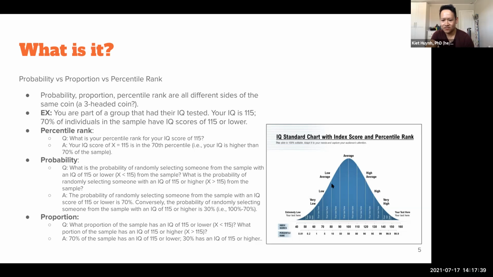You look here, from 80 all the way to 120. If you have an IQ score from 80 to 120, then you're in the average range. From 120 to 130, you're in the high average. From 130 to 140, you're high, and 140 and above is very high. If you go the opposite direction, below the mean, a score from 70 to 80 is low average. From 60 to 70 is low, and from 50 to 60 is very low.